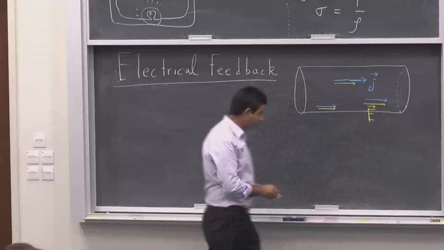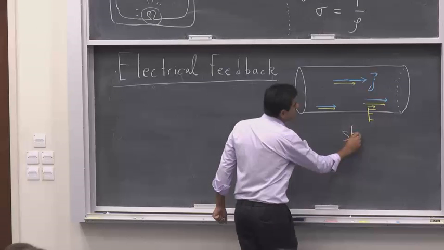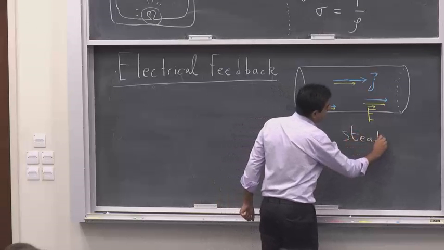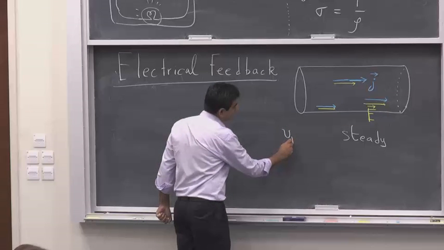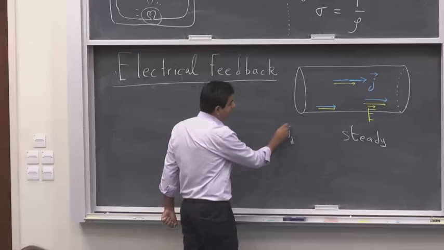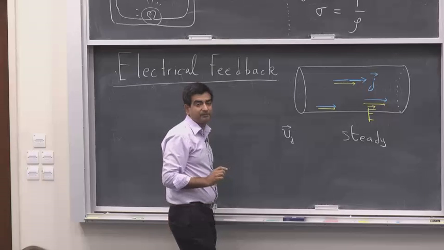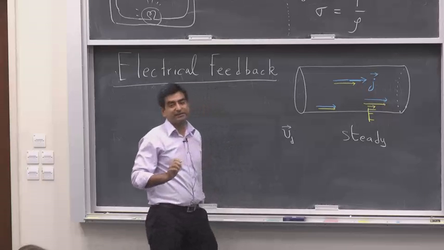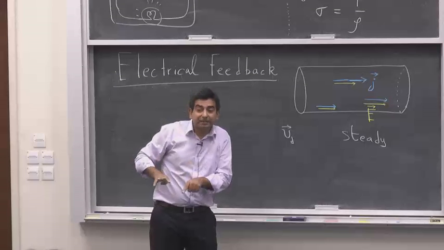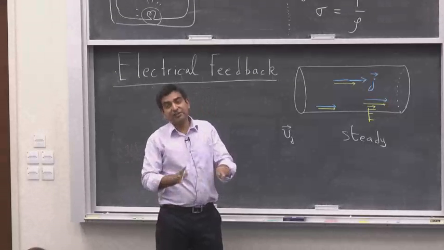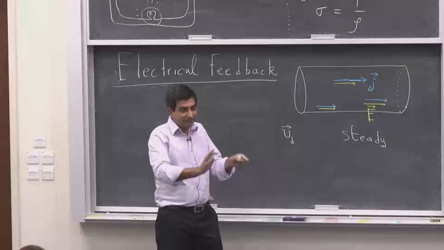Now suppose we're talking about steady state conditions. Steady state conditions means that the drift velocity is independent of time. It does not change with time. It has no time dependence. This means that the drift velocity is constant with time. The current density is constant with time. So this is the meaning of steady. Steady is with respect to time.